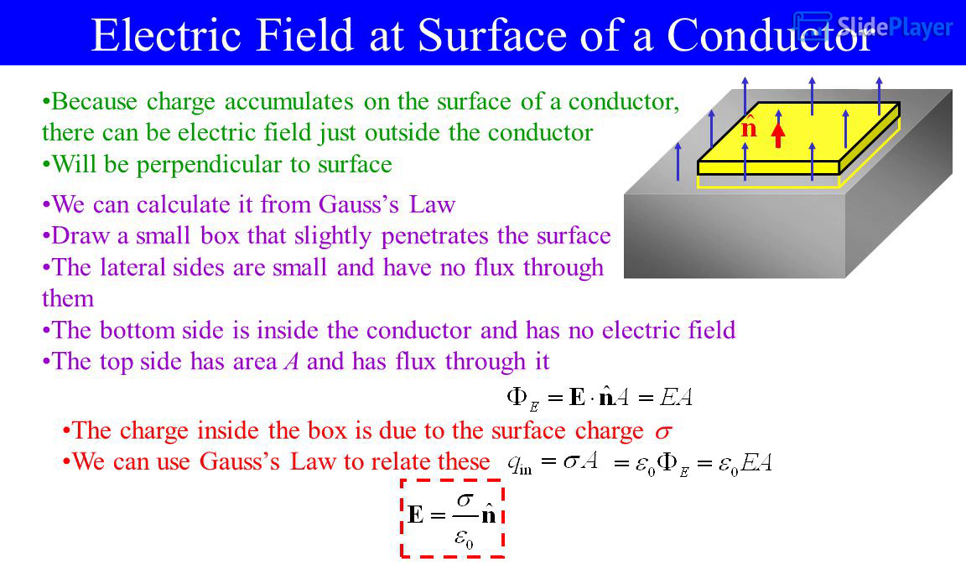Electric field at the surface of a conductor. Because charge accumulates on the surface of a conductor, there can be electric field just outside the conductor. It will be perpendicular to the surface. We can calculate it from Gauss's law. Draw a small box that slightly penetrates the surface. The lateral sides are small and have no flux through them. The bottom side is inside the conductor and has no electric field. The top side is area A and has flux through it. The charge inside the box is due to the surface charge. We can use Gauss's law to relate these.